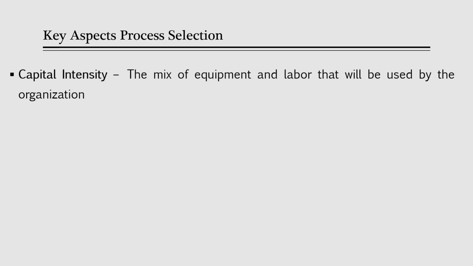First, we have to see the capital intensity, the mix of equipment and labor that will be used by the organization. If an organization is more capital intensive, then more equipment can be used. AI can be used, robotics can be used if it is capital intensive. If it is labor intensive, then more skilled and unskilled laborers can be used, such as in garment manufacturing. Most of the capital intensive production process can be seen in automobile manufacturing.